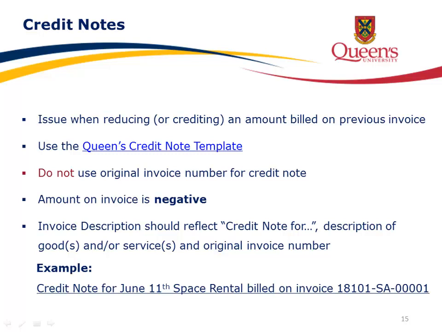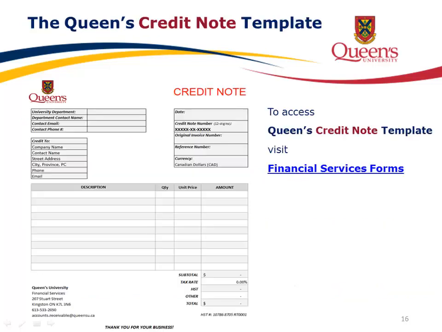The invoice description should clearly identify what the credit note is for, followed by a description of the goods and services. This section should also reference the related original invoice number. For example, the credit note being issued in relation to our previous sample invoice might read, "Credit Note for June 11th, Space Rental Billed on Invoice 18101-SA-00001." It's important to have control over the issuance of credit notes. To access the Queen's Credit Note template, visit the Financial Services Forms page.